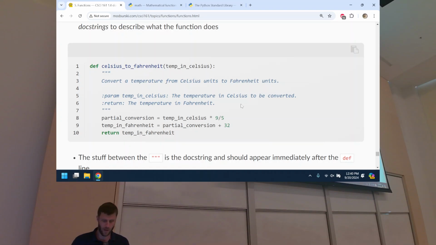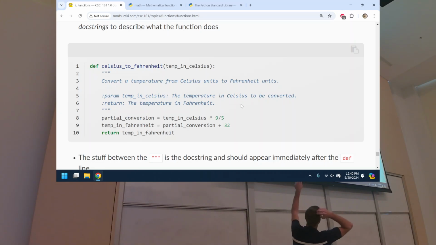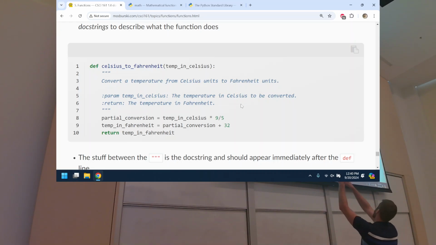So here's an example docstring. We use the 3 quotes, 1, 2, 3. And you'll notice that it starts immediately after the signature line. The signature line is the def line.